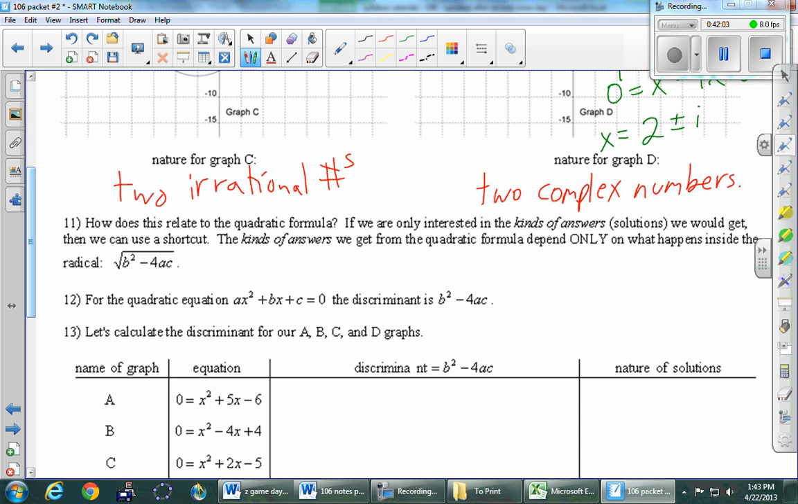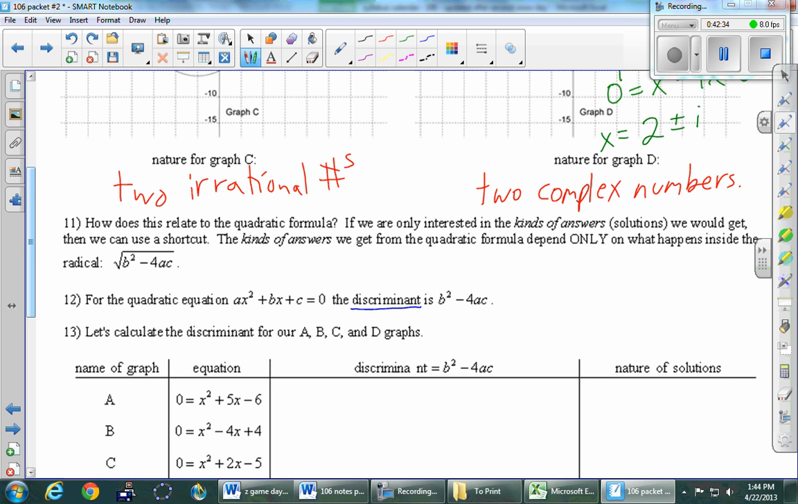How does this relate to the quadratic formula? The kind of answers we would get from the quadratic formula only depend on what happens inside the radical, b squared minus 4ac. Okay, so you guys have seen that. That's a part of the bigger quadratic formula. Square root of b squared minus 4ac.